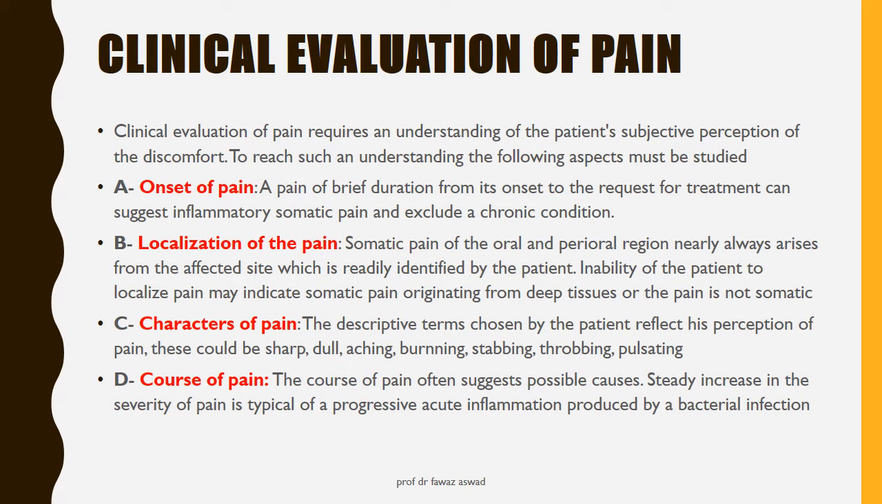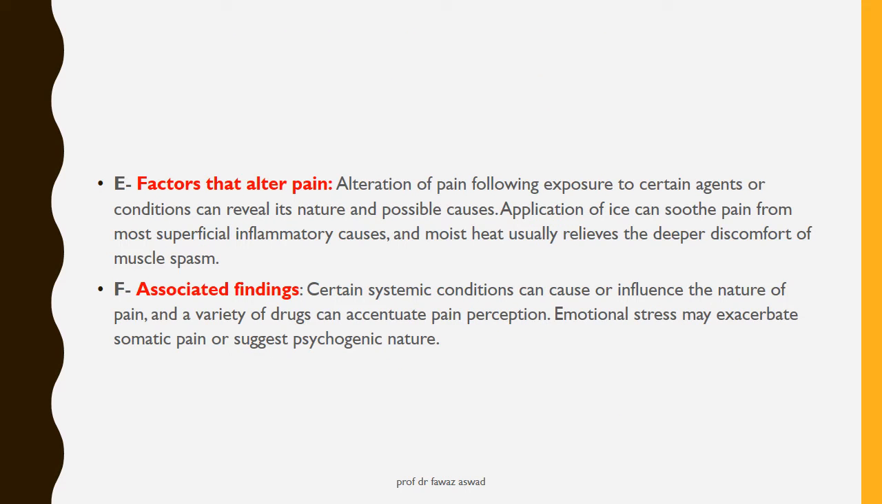Review that. We have to know the onset, the localization, the characteristics, the course of the pain, and whether there are factors that alter the pain or if there are any associated findings. All of the above mentioned will help me make an accurate diagnosis of the pain. As a result, I'm going to direct the patient to the required treatment for each type.